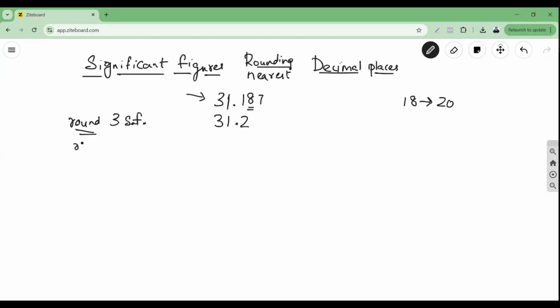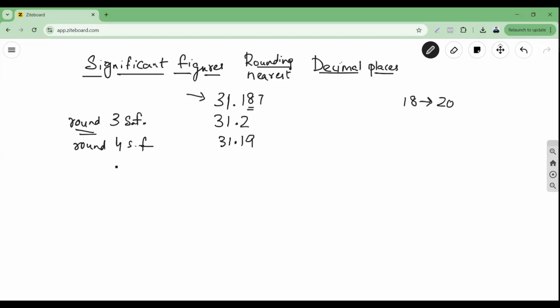Now, if I say round off to 4 significant digits, how would that be? It will be 31.18. Next, if you see, the 7 is there. 7 means again you have to increase it. Which one will you increase? This 8 will get increased to 9. So 4 significant digits means 31.19 will be the answer.